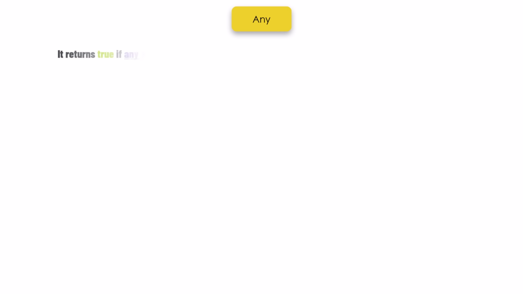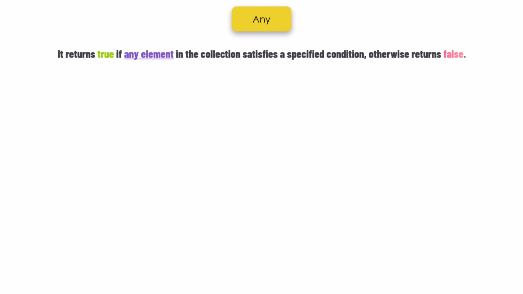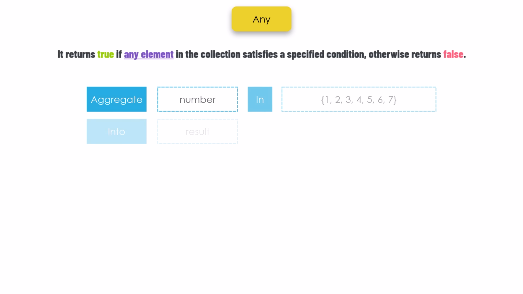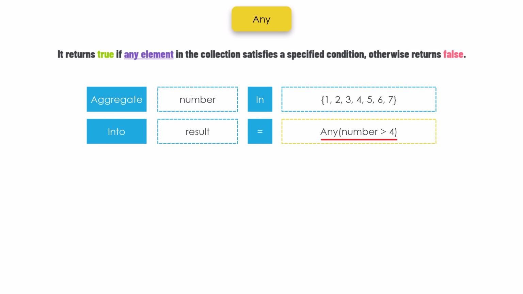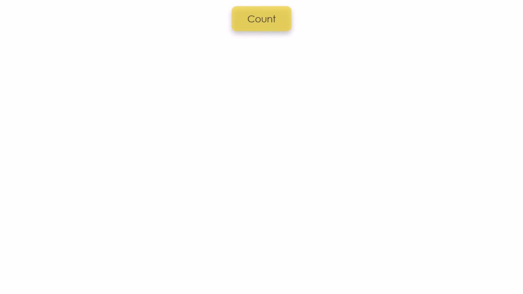The next function is any. It returns true if any element in the collection satisfies a specified condition, otherwise returns false. It can be used as following. As you see, I use the function with a Boolean expression. This function returns true if the condition is true for at least one item inside the data source. In this case, 3 numbers are greater than 4, therefore I will get true as result, and it's also of type Boolean.